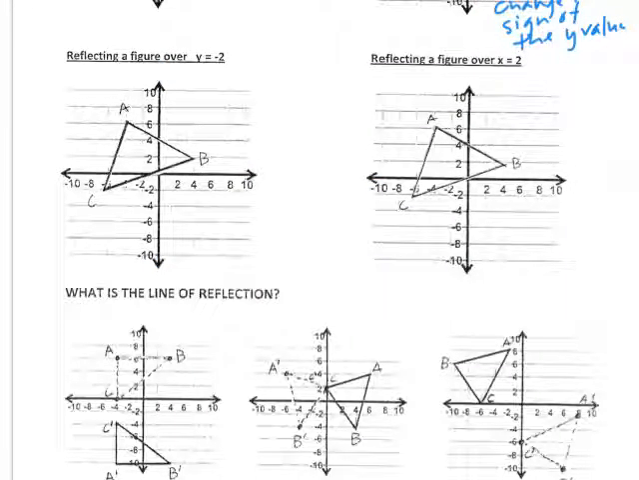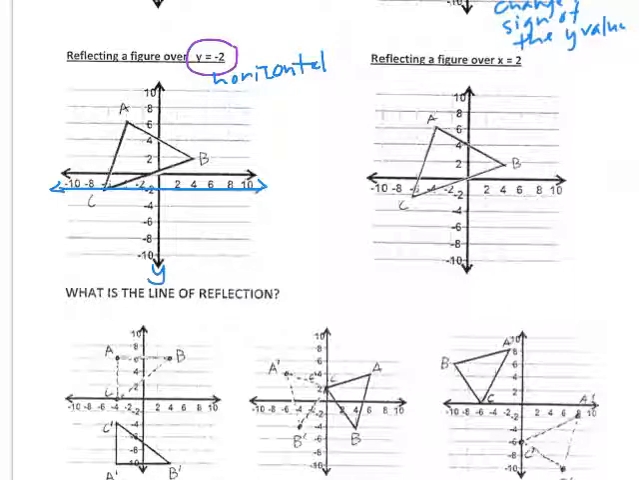Okay, a couple more that we're trying over some different lines of reflection. This time we're going to use y equals -2 as our line of reflection. Now a lot of students have a hard time remembering that y equals -2 is this line right here that goes straight through -2 on the y-axis. So this is going to be a horizontal line through y equals -2.